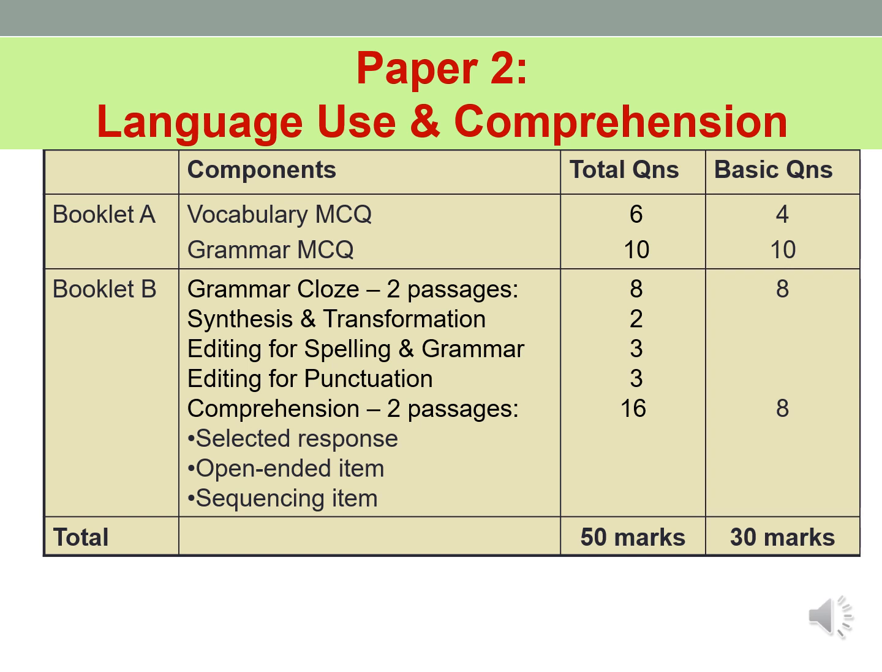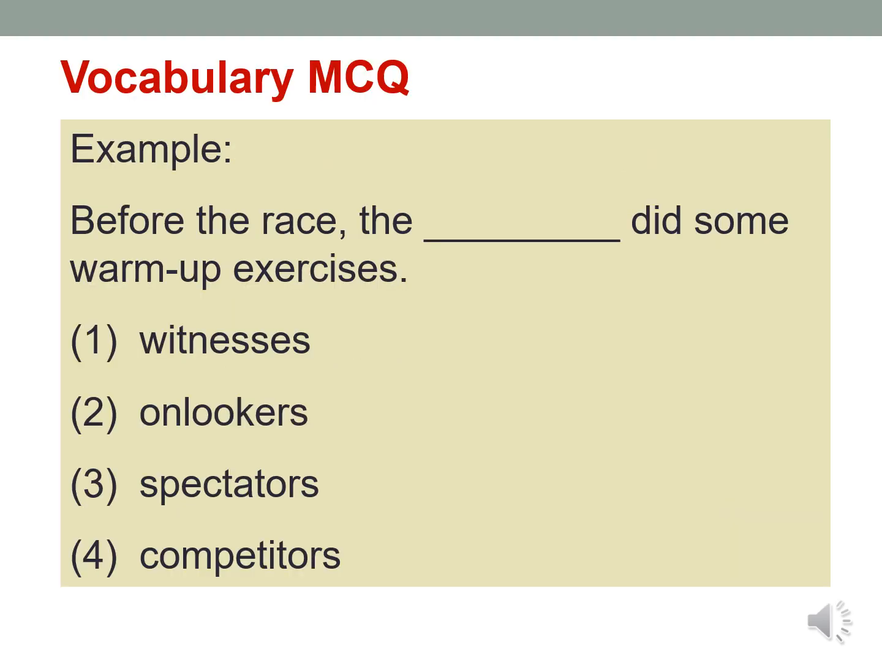Last but not least, let us look at Paper 2, Language Use and Comprehension. These are the components for Booklet A and B. This is an example of a vocabulary MCQ where students have to make use of their prior knowledge and contextual clues provided in the question to pick the correct answer.